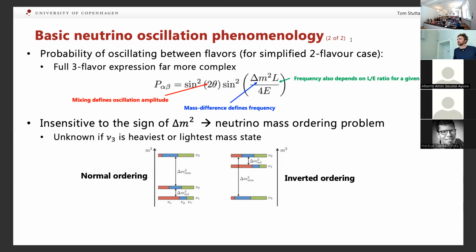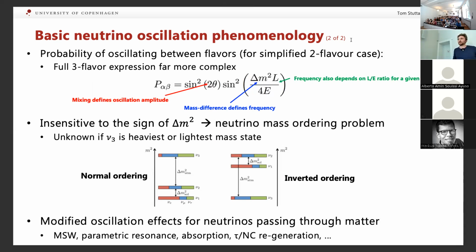And the final bit of background on the phenomenology I want to mention is, and I think you've covered this a bit this morning, that all these oscillation effects can be modified in the presence of matter. And so, for example, we have various matter effects like the MSW effect, parametric resonances, and then other related effects like absorption, tau and neutral current regeneration, etc. I won't be covering these in detail here, but these are things you may well hear about as you start to look at neutrino phenomenology in real systems with matter.